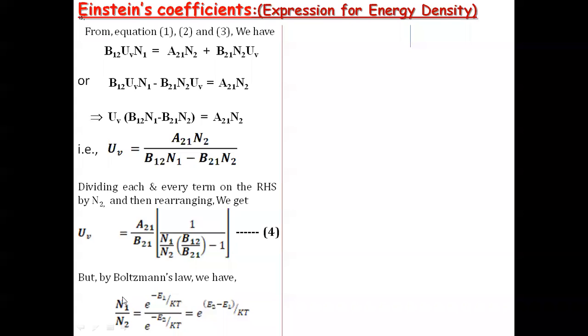The Boltzmann law is actually derived for science students, and for you, you have to remember this. N1 is equal to e^(-E1/kT), N2 is equal to e^(-E2/kT). Therefore N1/N2 is equal to e^((E2-E1)/kT). Now, what is the meaning of E2 minus E1? It is the energy difference between energy level 1 and 2, right?